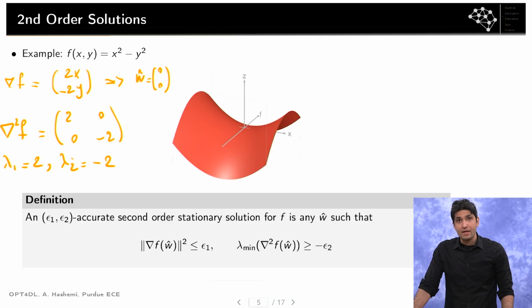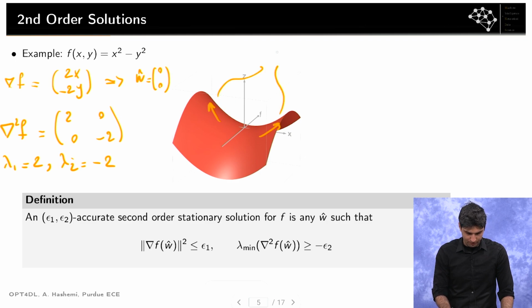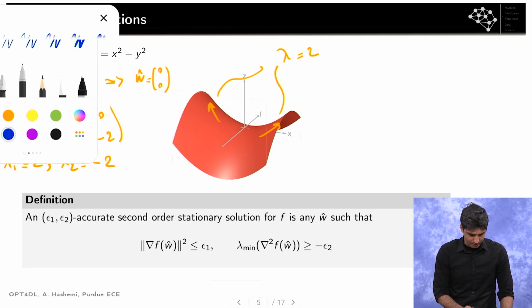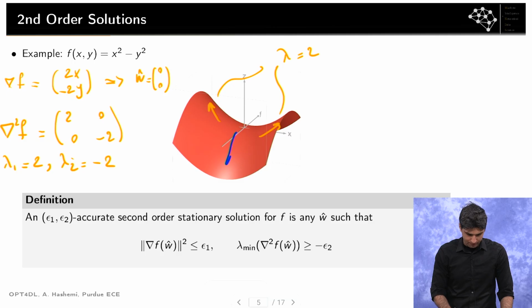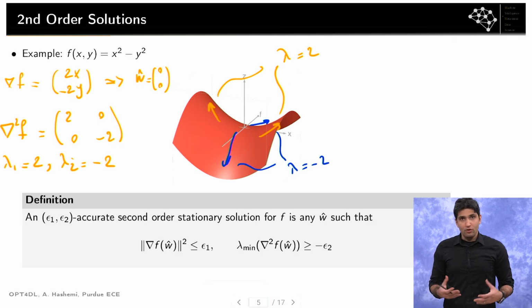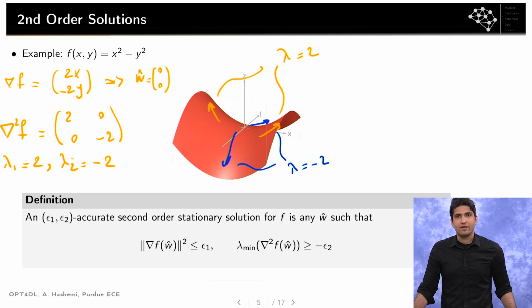Okay, so that means that there is a direction of increase of the function. This is the direction of increase associated with lambda equal to 2. On the other hand, I have a negative eigenvalue, so I have directions of decrease. These are associated with lambda equal to minus 2. Okay. So locally, some directions are increasing the function value, some are decreasing. That's why I'm going to have a saddle point.